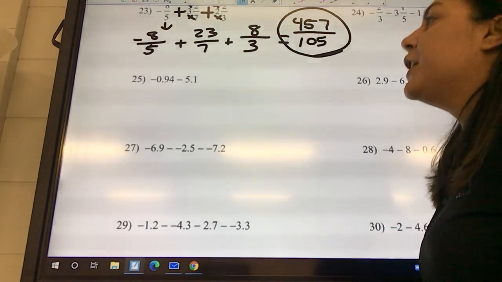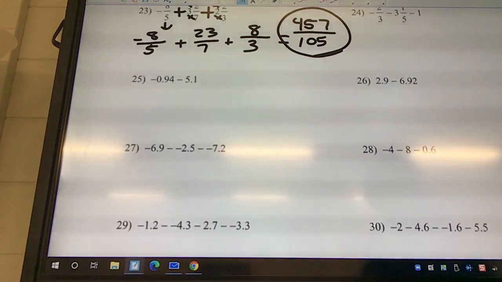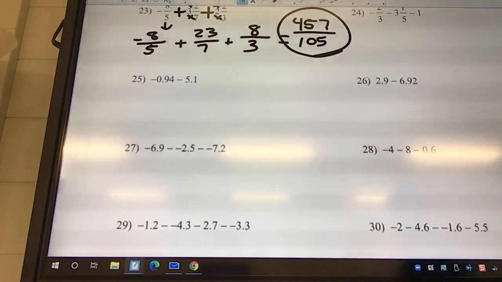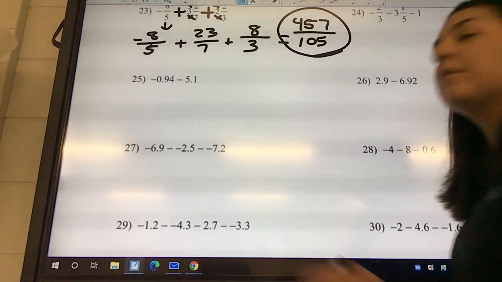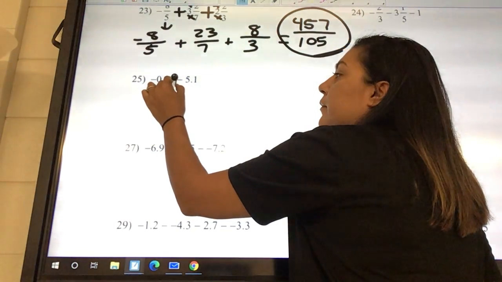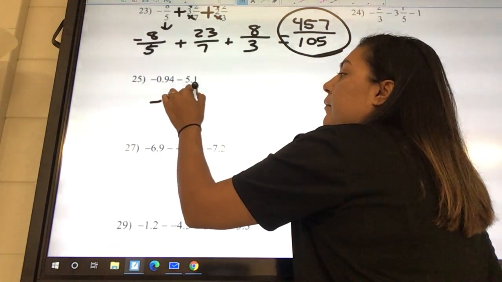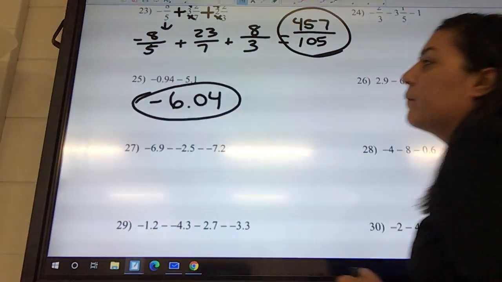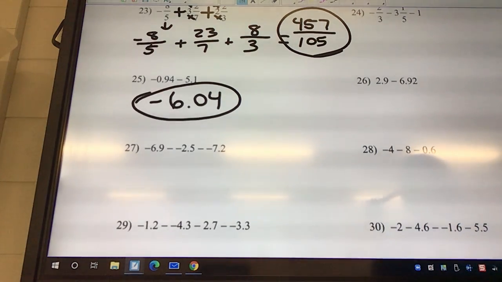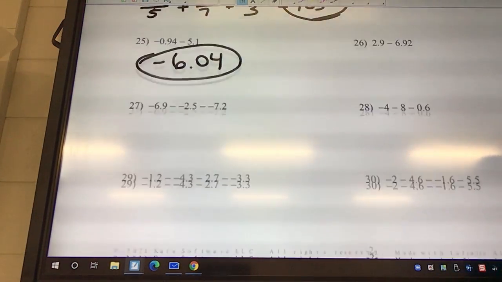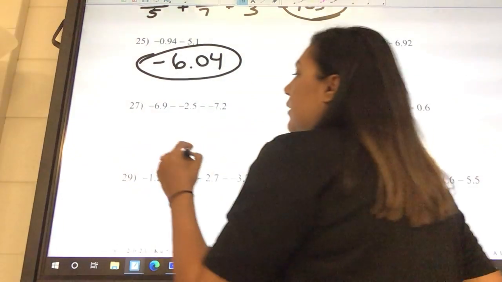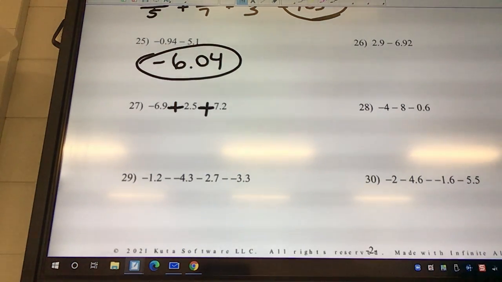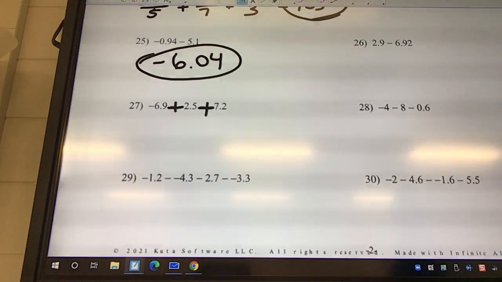Are there any signs for us to change? No, so just type in negative 0.94 plus or minus 5.1. What are you going to get? Like that? Okay. Okay, 27. Is there anything for us to change? Yeah, how many? 2. 2 of them. Okay, this one and this one. Now it looks like negative 6.9 plus 2.5 plus 7.2.